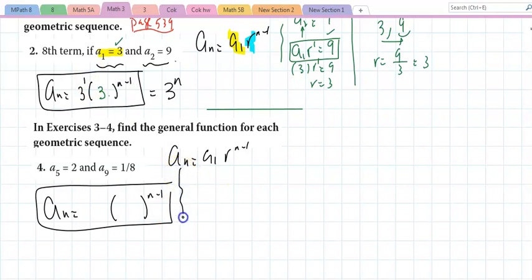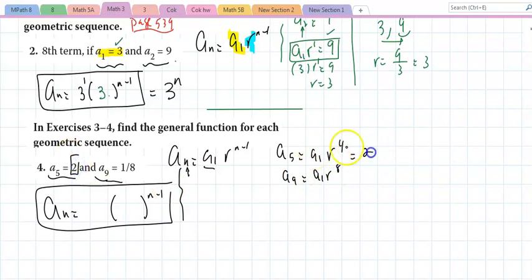Here, the goal is to find a sub 1 and r. Well, this is what they told me. I'm looking for two things, two values, and they gave me two equations. They said a sub 5. Isn't a sub 5 a sub 1 times r to the fourth? And a sub 9, isn't a sub 9 a sub 1 times r to the 8? But a sub 5 equals a 2. And a sub 9 equals a 1/8. Two equations, two unknowns. I could do this a couple of different ways.